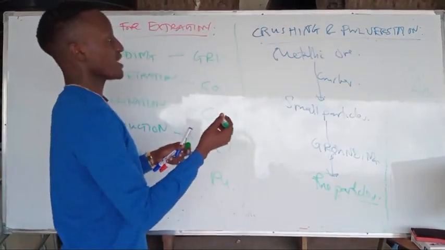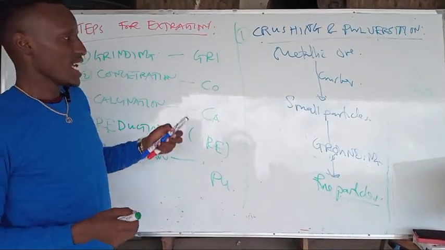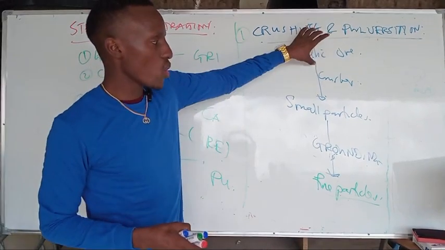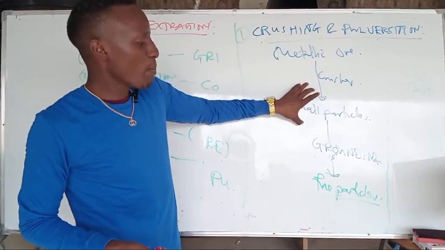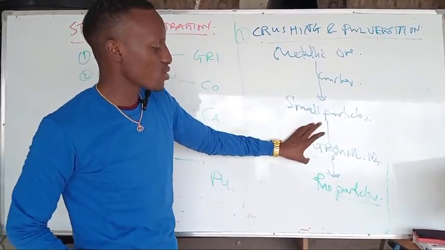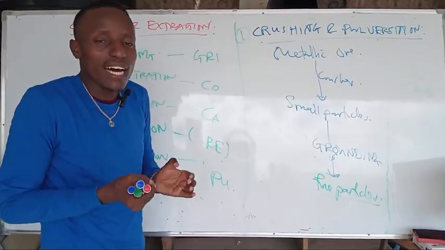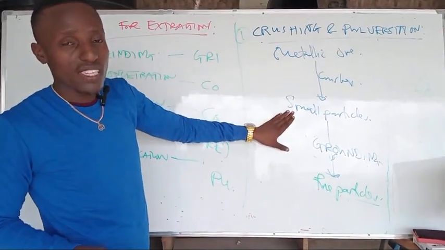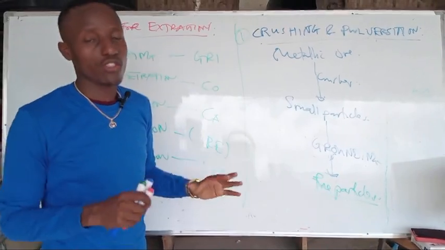So actually, in the first step, which is crushing and pulverization, or what we call grinding, the metallic ore is crushed using the crushers into small particles. Then those small particles are ground into fine particles. What is needed in the grinding stage is the fine particles, but there are a lot of steps here. You start first by crushing to form the particles and then grinding into the fine powder.